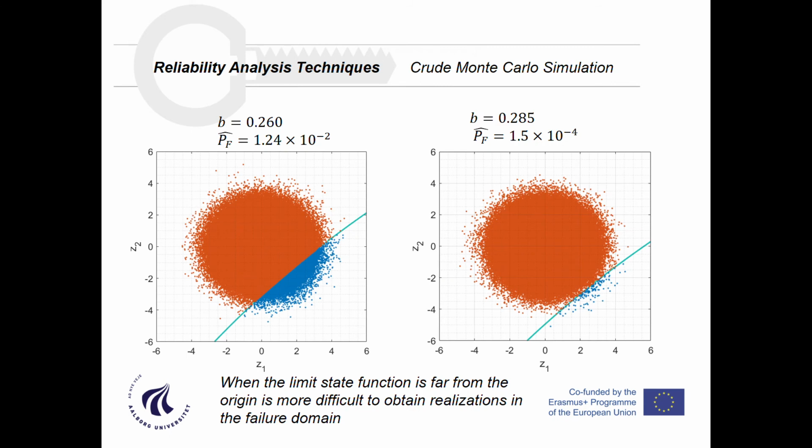So this is basically the main disadvantage of Crude Monte Carlo: when the limit state function is far from the origin, it's more difficult to obtain realizations in the failure domain, as we can see here. When we have a p equal to 0.26, and this is the failure probability, we have several samples in the failure domain. But then when we change the value of p, and of course change the limit state function, it gets farther from the origin. It's more difficult to obtain samples in the failure domain.